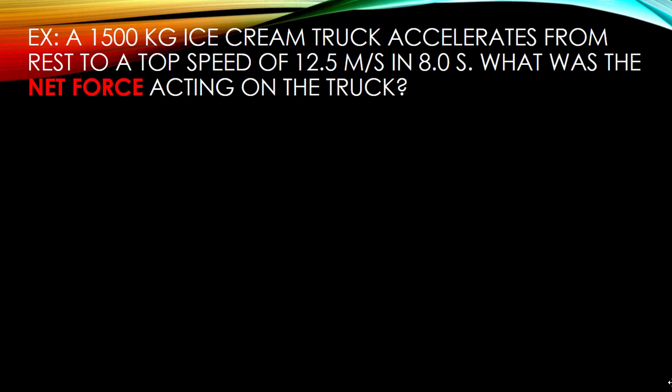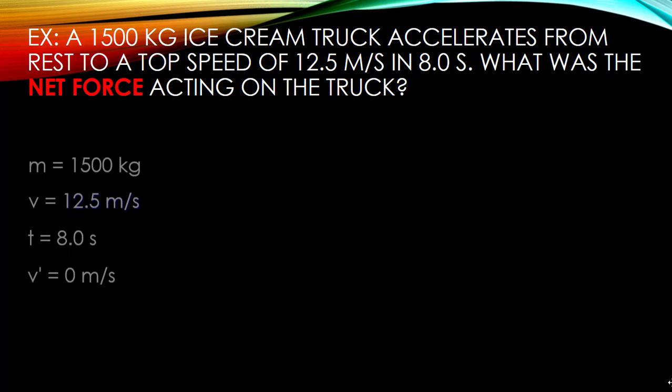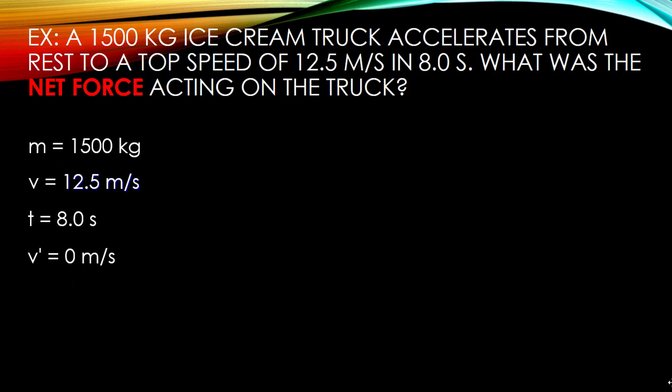So here's an ice cream truck that has a mass of 15 kilograms. It's going to accelerate from rest to a top speed of 12.5 meters per second in 8 seconds. What was the net force acting on the truck? All right, so things we know here. We know the mass. We know the final velocity is 12.5 meters per second. We know the time that it takes to get from rest to there is 8 seconds. And we know the initial velocity was 0.